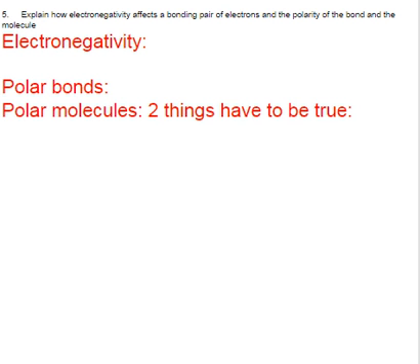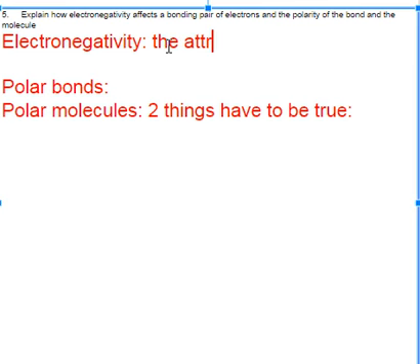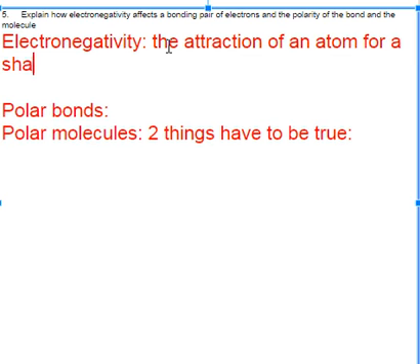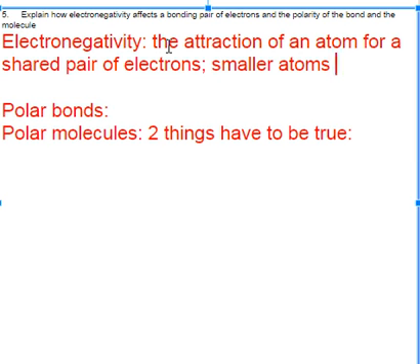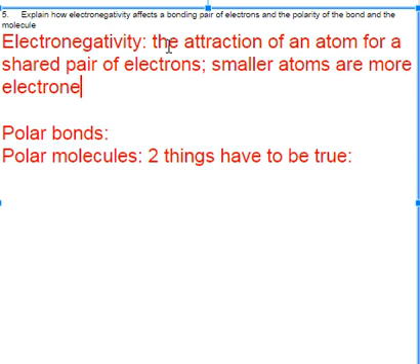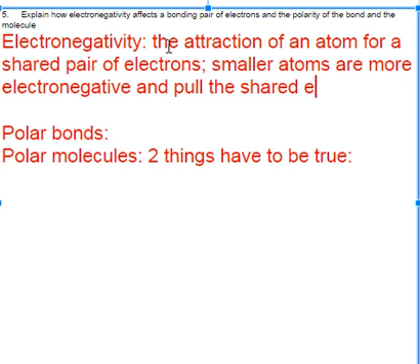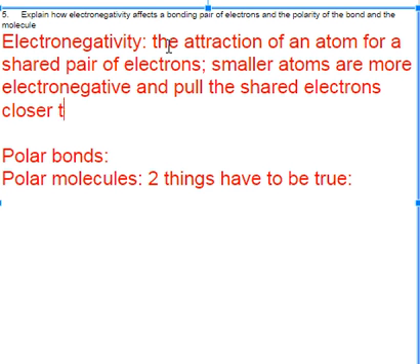Objective number 5 says, explain how electronegativity affects a bonding pair of electrons and the polarity of the bond, and also the molecule. So first of all, electronegativity is the attraction of an atom for a shared pair of electrons. So for the covalent bond. And remember, smaller atoms are more electronegative. And that means they pull the shared electrons closer to them or to their nucleus.